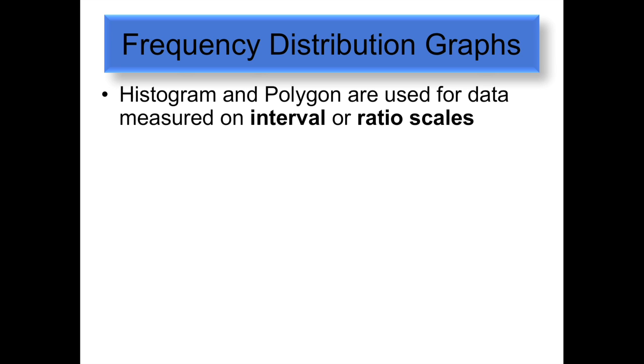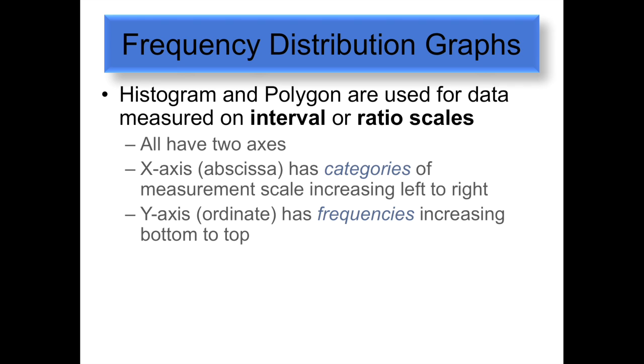Right? So if we're going to display data in either a histogram or a polygon, we need to make sure that our data is either an interval or ratio scale. They're going to always have 2 axes. The x-axis has categories, and it's going to be from left to right increasing. And the y-axis has frequencies, and these are going to be from the bottom to the top increasing. Right? So it's always going to meet at the bottom left-hand corner at the 0.